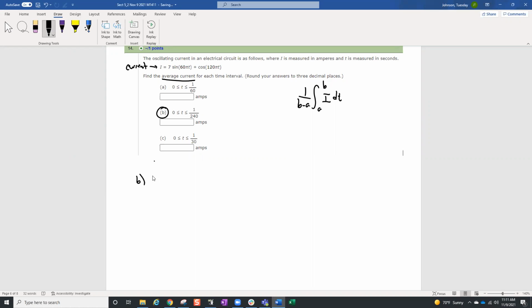So B. I want to find 1 over 240 minus 0, the antiderivative from 0 to 1 over 240. You can see why I wasn't interested in doing this problem, of 7 sine of 60 pi t plus cosine of 120 pi t dt.